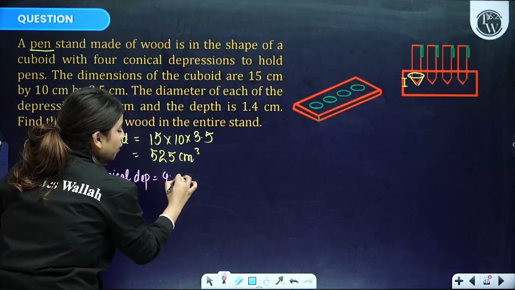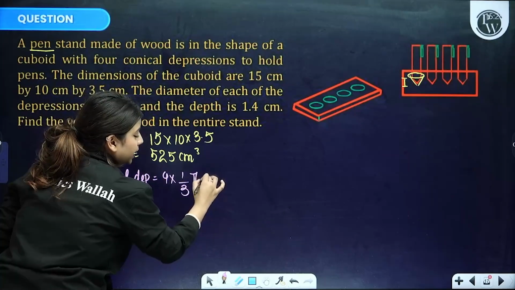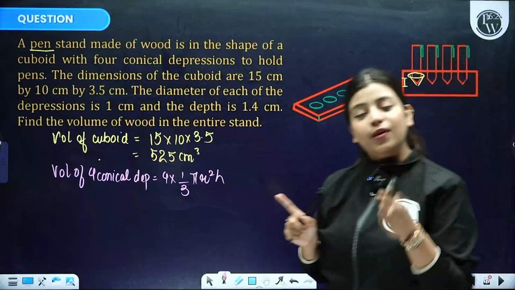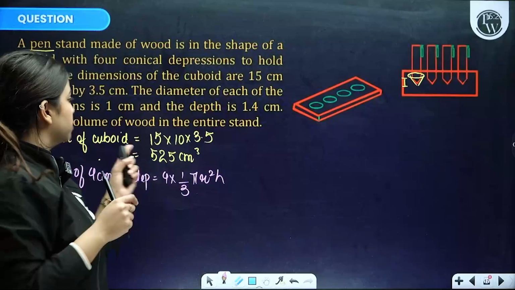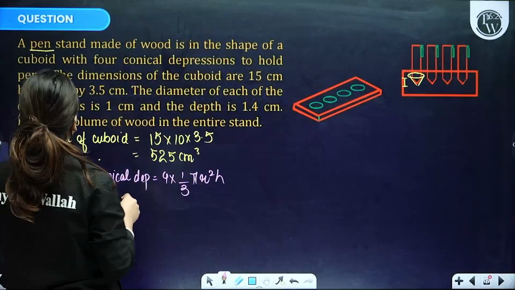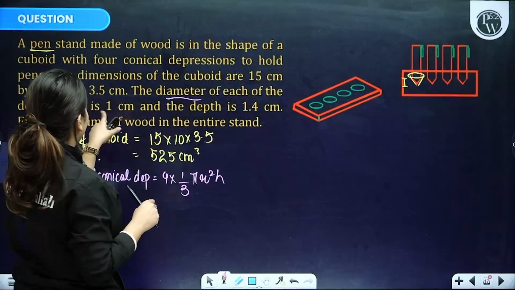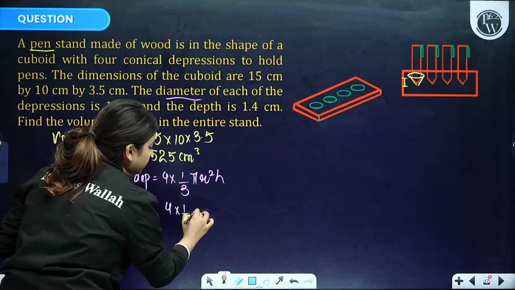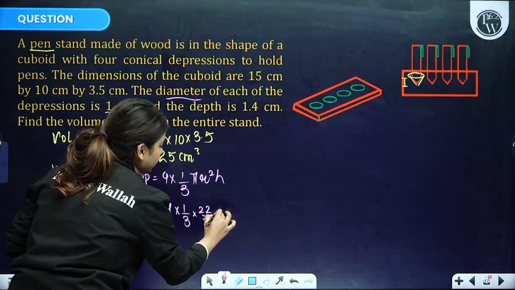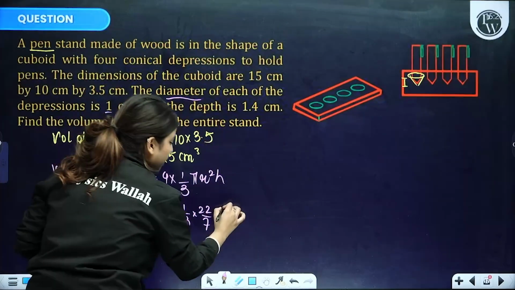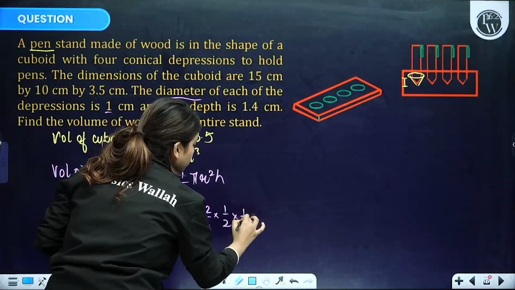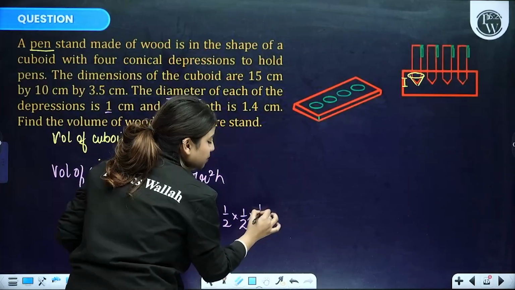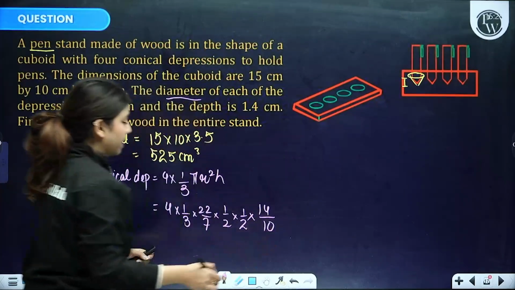That will be equal to 4 into 1 by 3 pi r square h. Because the volume of one cone is 1 by 3 pi r square h and there are 4, so we will put 4, right? So basically the diameter is given as 1 centimeter. So we will simply take pi as 22 by 7. Radius, see, diameter is 1, so radius will be 1 by 2 into 1 by 2, and the depth, that means the height, is given to you as 1.4, which we can write as 14 by 10.